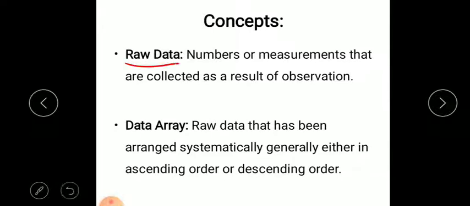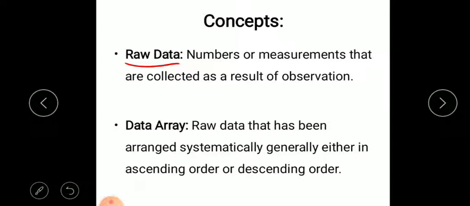So raw data, what is raw data? Raw data refers to the numbers or measurements that are collected as a result of observation. Suppose you go to a school and you want to note down the height of students in inches. Based upon the roll number, you call them and note down their heights after measuring. Whatever you measure and note down on your observation sheet is nothing but raw data. As and how you have observed, you note it down.